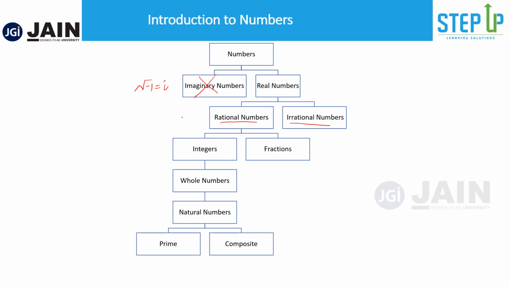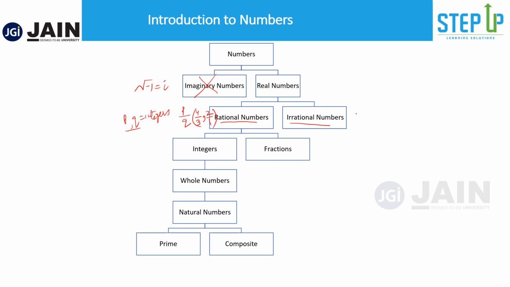Now, what is a rational number? Any number which can be written in the form of p by q, where p and q are integers. And I'll come to integers again. But anything of the form p by q, that means if I say 4 upon 3, this is a rational number. If I say 2, it is also a rational number because this is 2 by 1. So these are all my rational numbers.